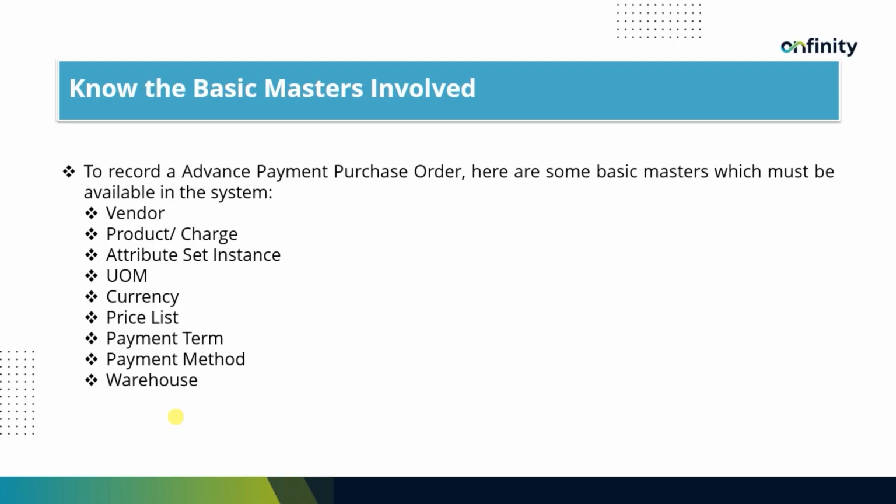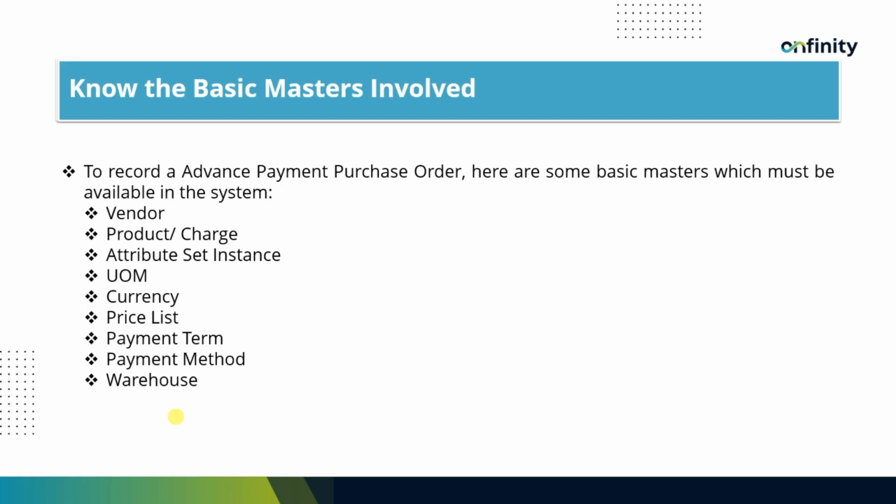To record an advance payment purchase order, there are some basic masters which must be available in the system: a vendor, product or charge, attribute set instance, unit of measure, currency, price list, payment term, payment method, and product warehouse. These masters form the basic conceptual foundation required to ensure a smooth and accurate execution of the process.